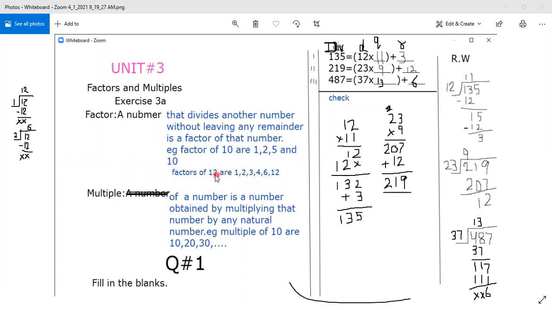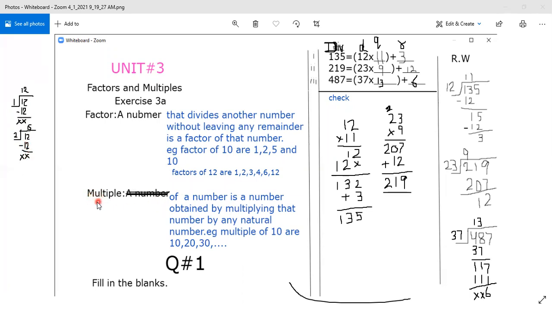Why 1 is a factor of 12? Because look here in the rough work, when we divide 12 by 1, 1 times 12 gives us 12 and remainder is 0. 1 divides 12 completely without any remainder. That's why 1 is a factor of 12. Similarly, why 2 is a factor of 12? Because 2 divides 12 without any remainder. 2 times 6 gives us 12 and remainder is 0.